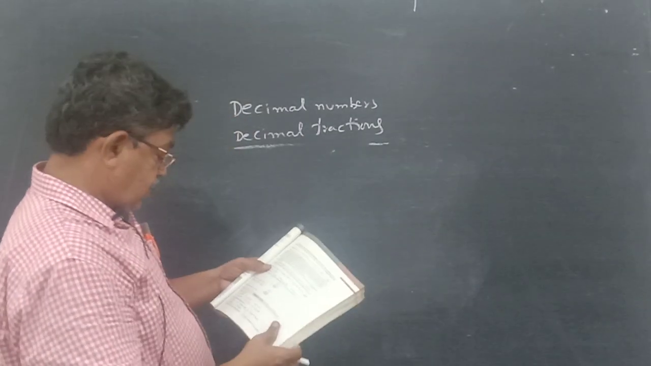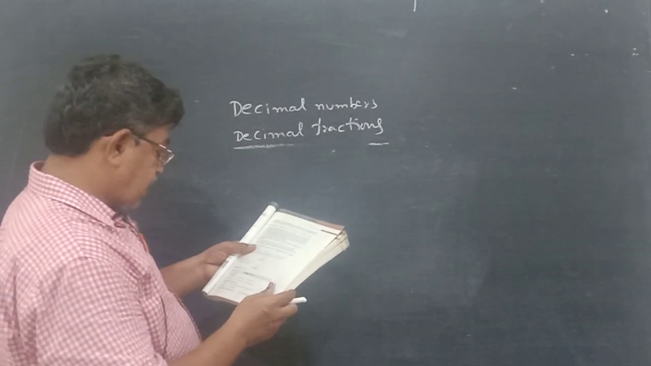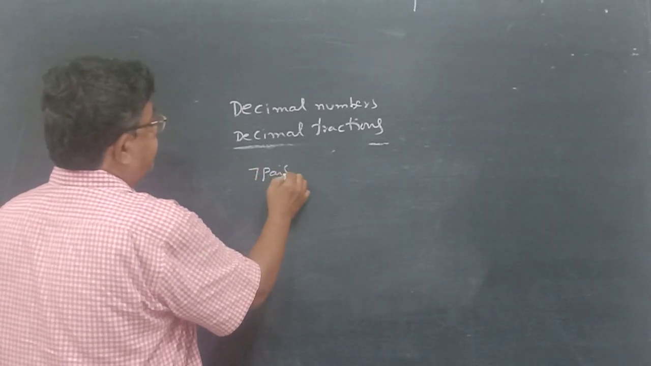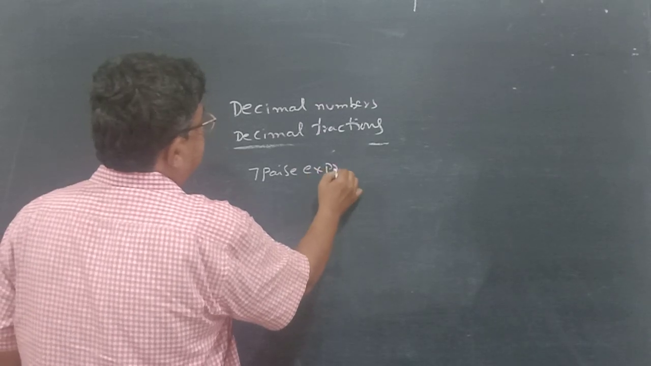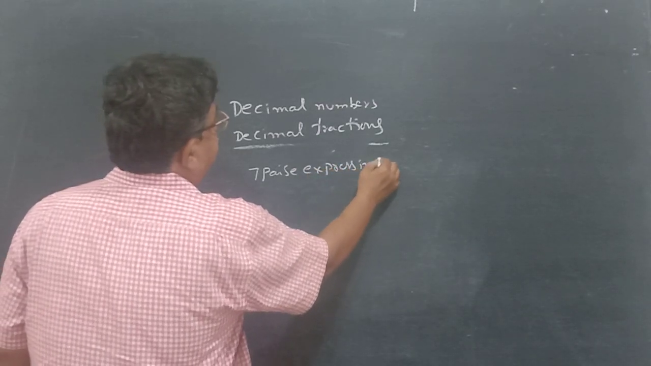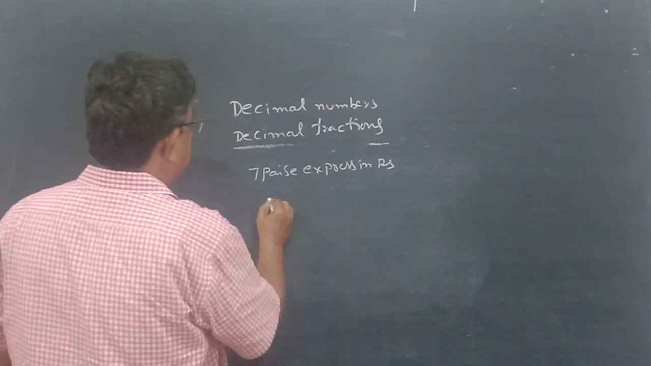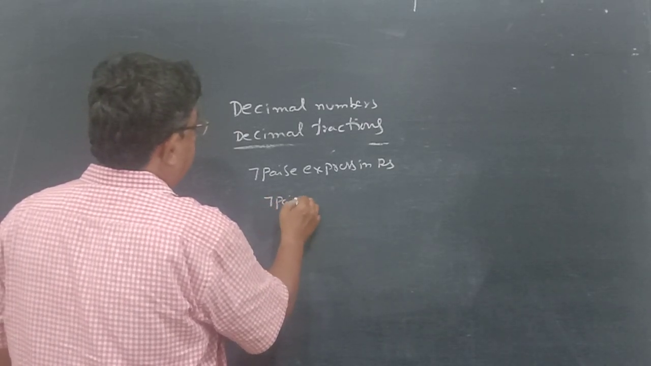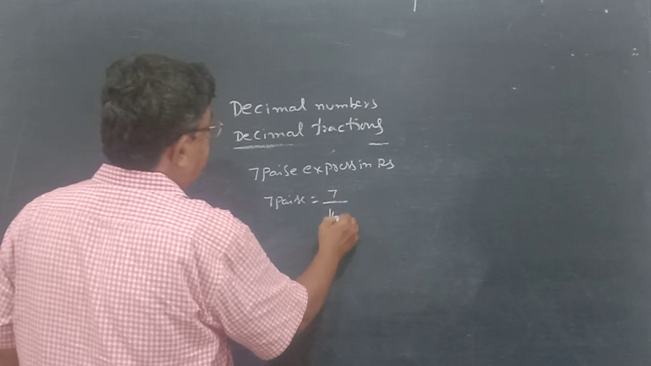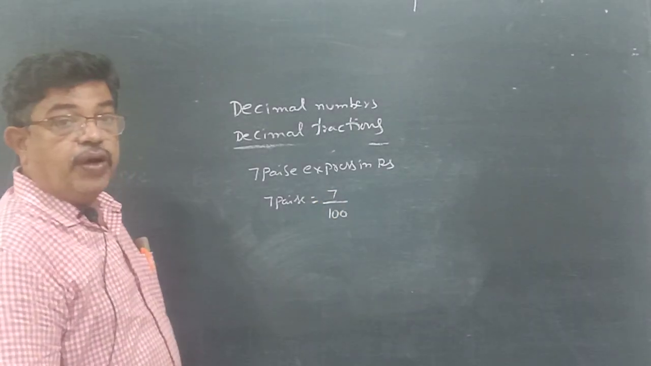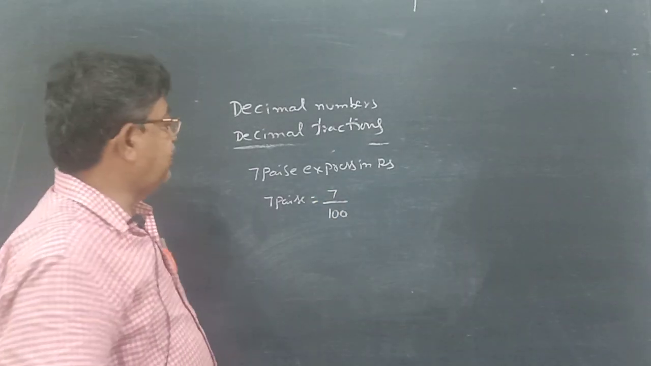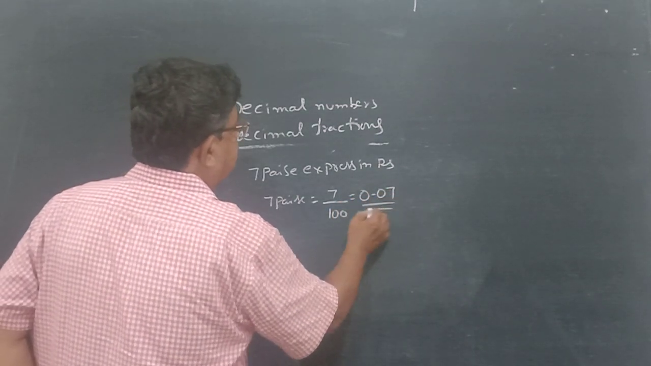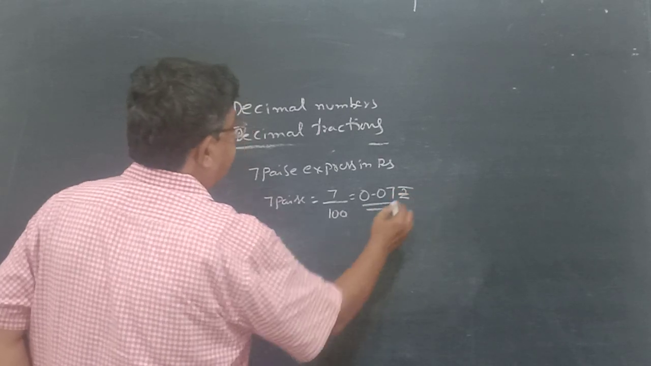Now, we are going to express in rupees. 7 paise. Express in rupees. 7 paise is equal to 7 by 100, because you know 1 rupee equal to 100 paise. Therefore, 7 paise equal to 7 by 100 is equal to 0.07 rupees.